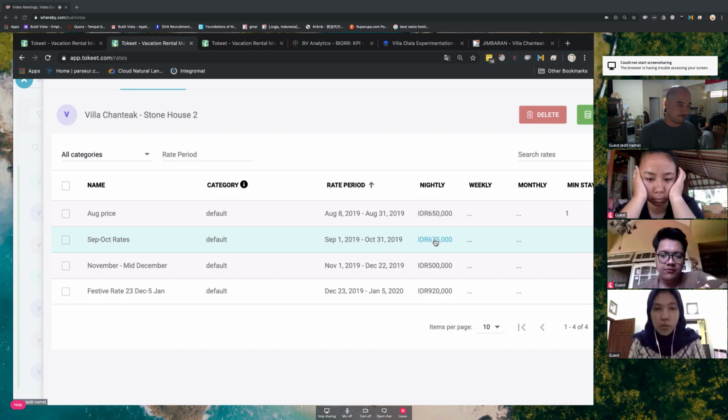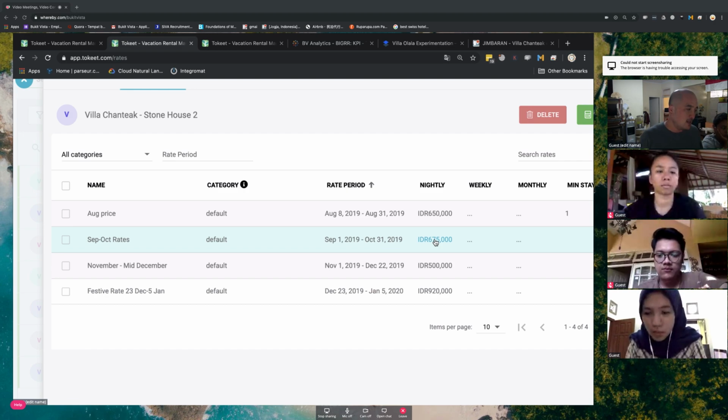Gonna change the rate to lower rate. Okay, lower the rate. Let's go ahead and do that. Let's go ahead and make sure that we change.